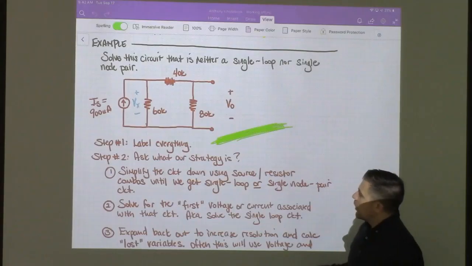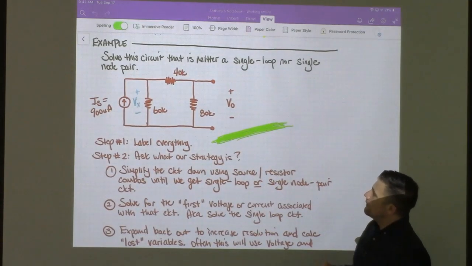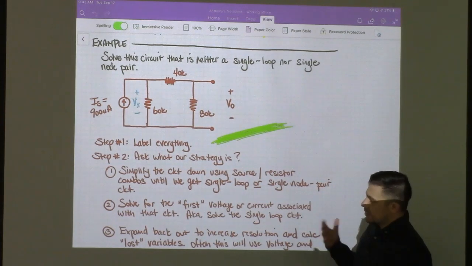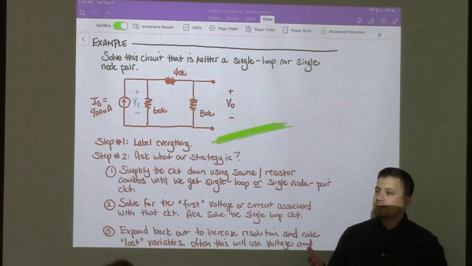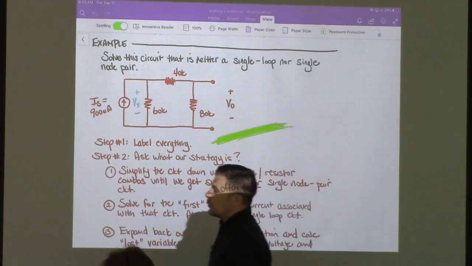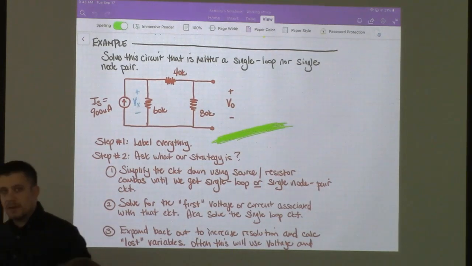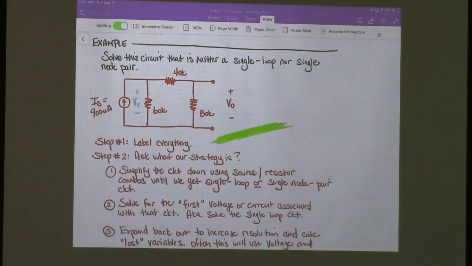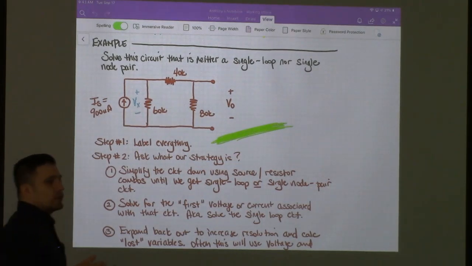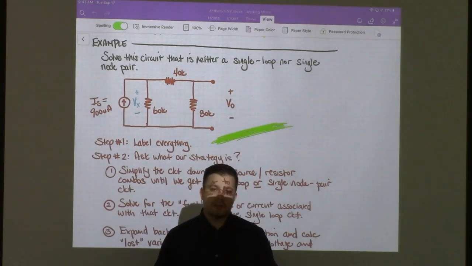But since we spent that time, we were just about to jump into this example here, which was discussing how to solve a circuit where we don't have a single loop or a single node pair right off the bat. We had talked about that already. Right now, if we are given a single loop, we know how to solve. We essentially solve for the single current flowing through the circuit and then solve for everything else using Ohm's Law. And if it's a single node pair, we solve for the voltage across the terminals, and then we solve for everything else again using Ohm's Law.